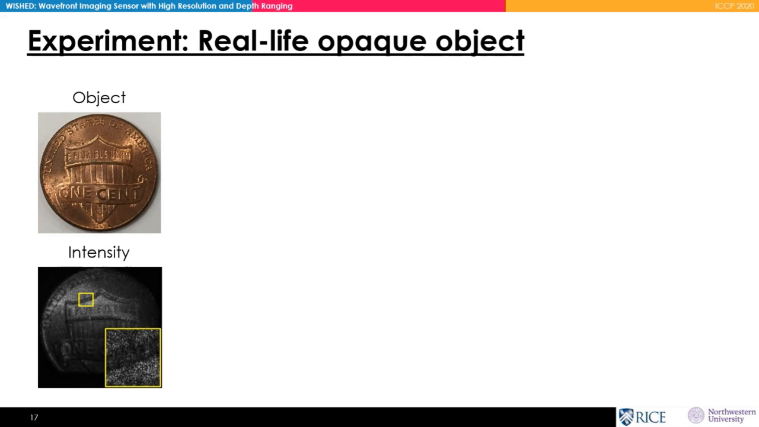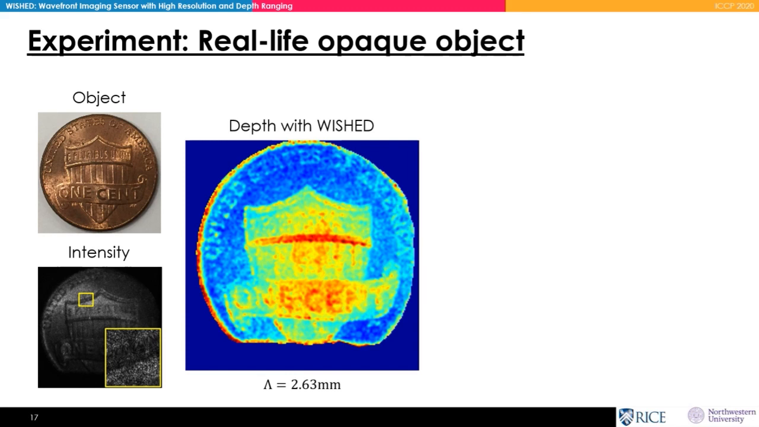Lastly, we tested our prototype on a real-life opaque object, one cent coin. The thickness of the letters compared to the background on the coin is about several hundred microns. Since the surface is rough, speckles are observed in the intensity. Again, it will fail to measure the phase with a single optical wavelength. With our method, the surface height of the coin is reconstructed using a synthetic wavelength of 2.63 millimeter.